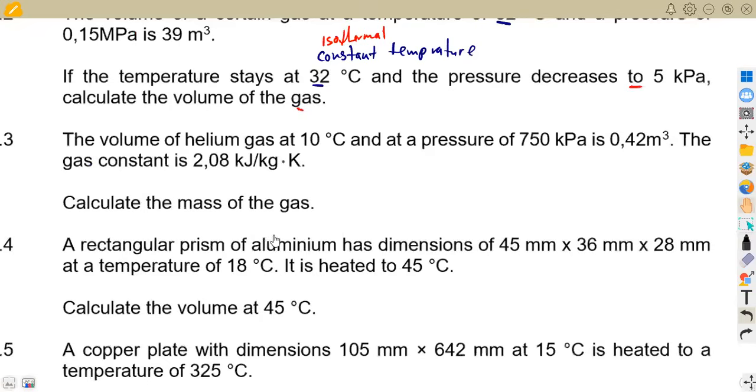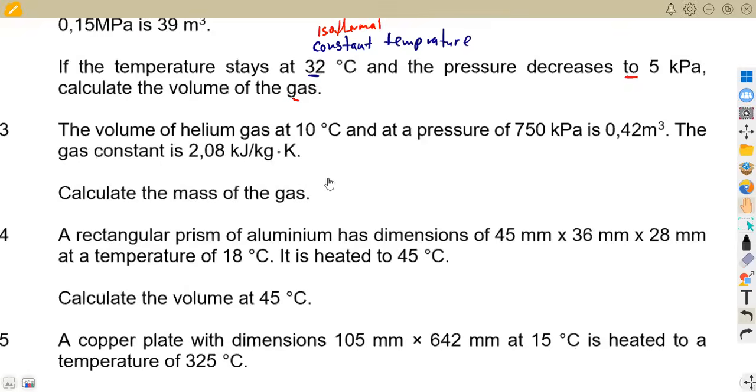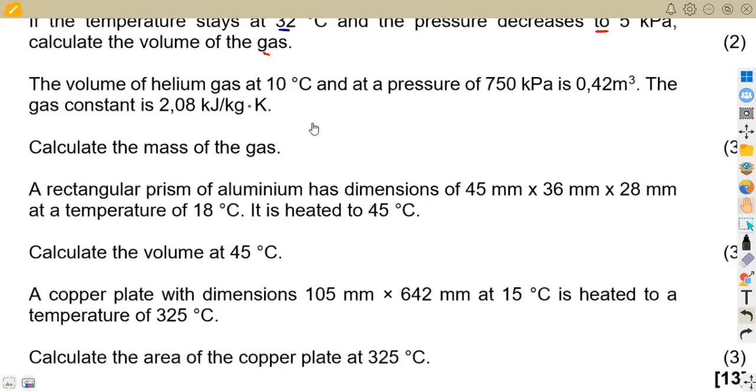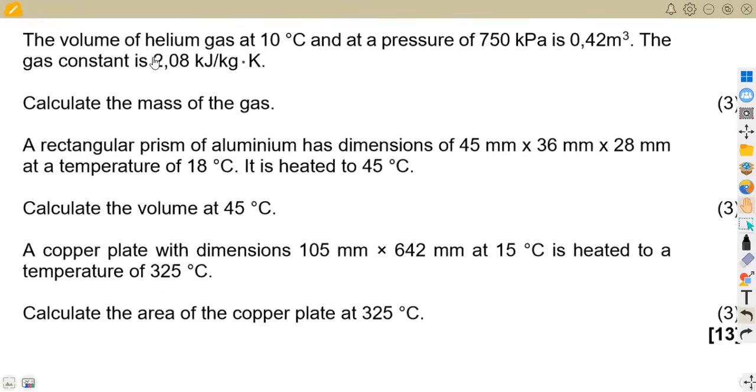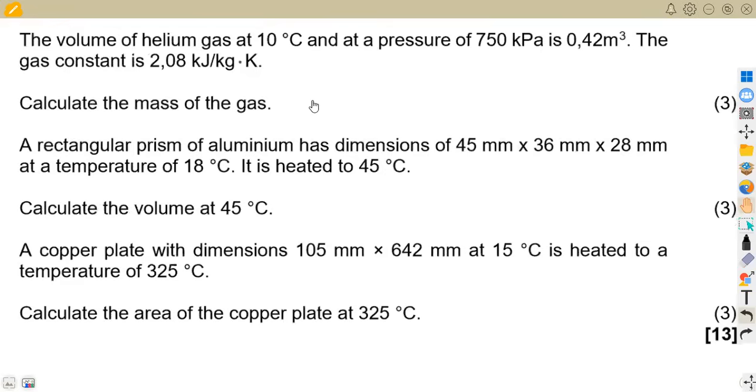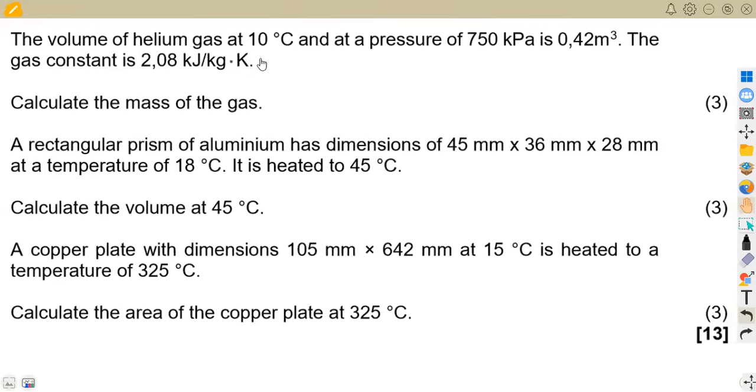8.3, we are given, so this is our 8.3 here. We are given the volume of a helium gas. So this is a helium gas that you're given at 10 degrees Celsius. Let us try to list our information. That's question 8.3. So we have got the initial values in this case, right?